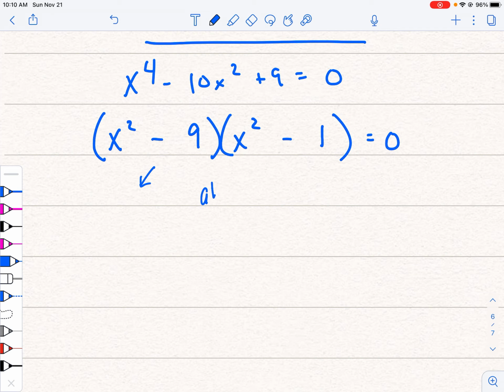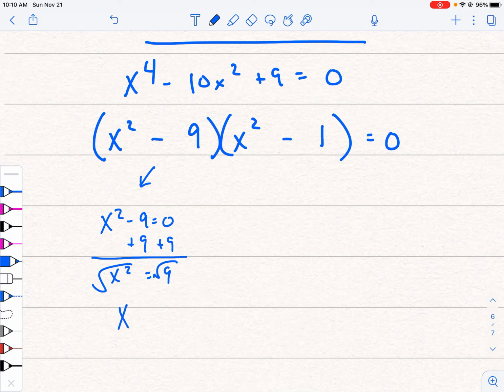And now I'm using my AB equals 0 technique again. Third time in a row, same technique. So we set these equal to 0. X squared minus 9 equals 0. So x squared equals 9. And we take the square root and we get x is plus or minus 3, right? There's two answers right there.